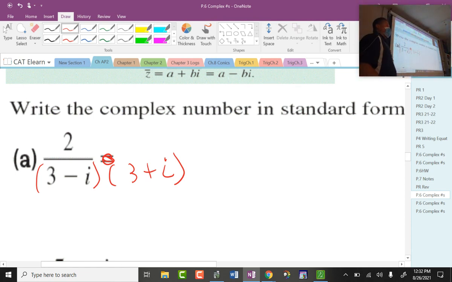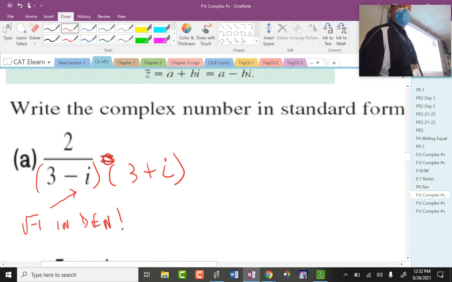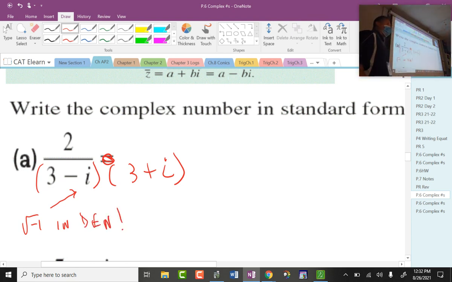And the reason it's special, well, here's the problem, by the way. This is a radical, and it is in the denominator, and that is not allowed in math. You cannot have a radical in the denominator, right? I mean, that's one of those stupid rules.